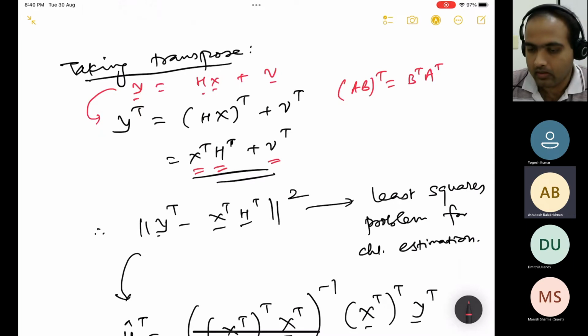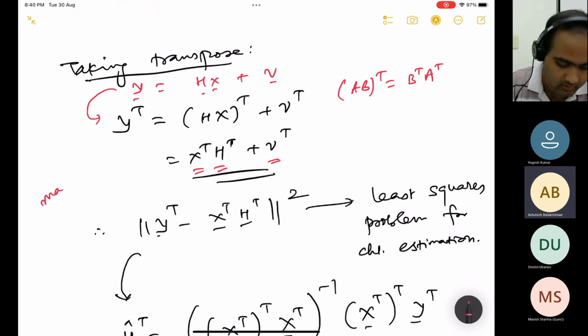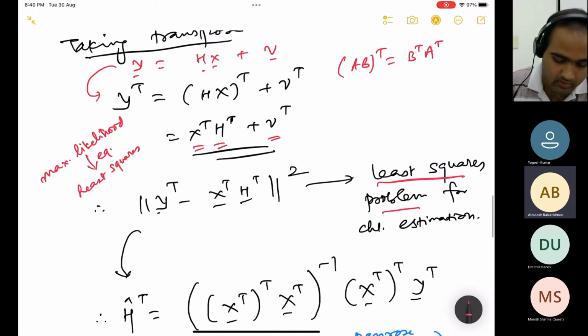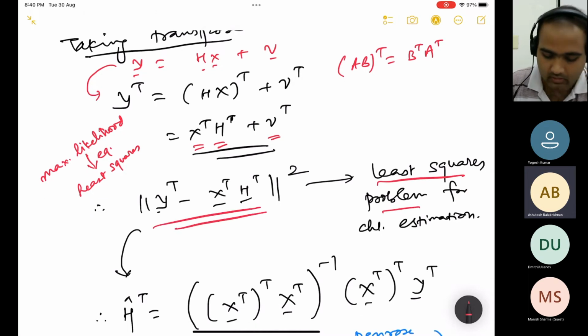So again, the maximum likelihood, in the last class we saw, is analogous or equivalent to the least squares problem. So the least squares will be (y minus x transpose h transpose) whole square.